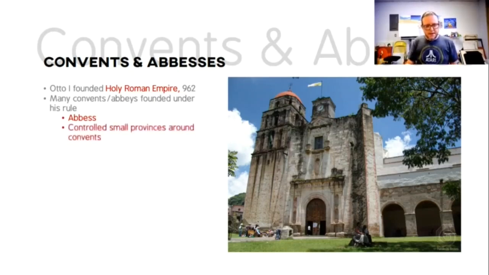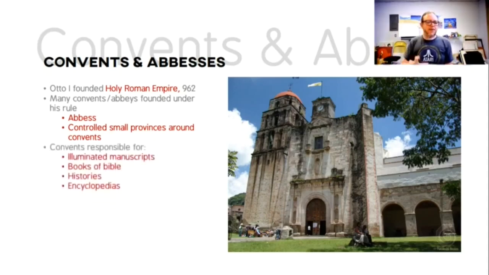Most of these abbesses answered directly to male officials in the government or the church, but for others, many of them, their power extended beyond just the convent, and many of them were placed in control of small provinces around the convent.